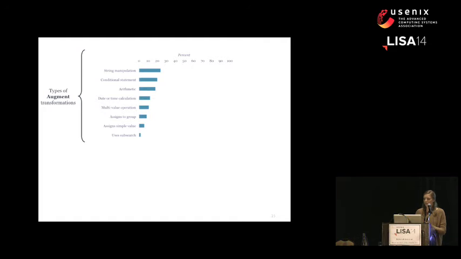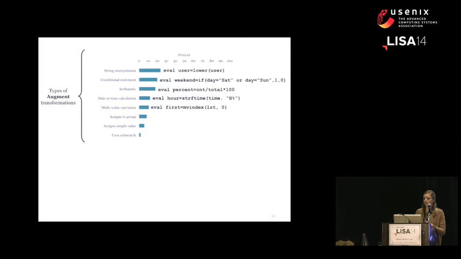In terms of augment transformations, the most common types are adding a column which is some sort of string function of other columns, so you're splitting a string, extracting a string, or reformatting it. Adding a column which basically categorizes each event or other fields using an if statement. Doing simple arithmetic, date time manipulation, list operations, and simple renames.